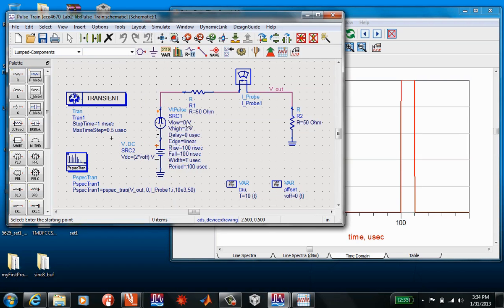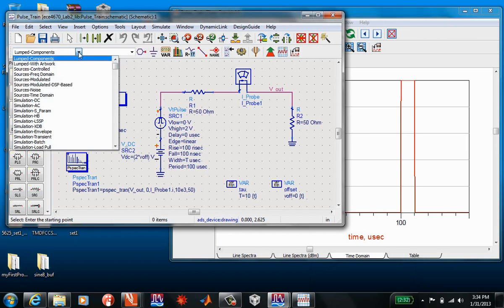And what I'm going to do is, this is a very simple setup, but I'm using some macro functions for doing line spectra that are built into ADS. I'm doing a transient or time domain simulation. And I've got a pulse generator sitting in here, which is very similar to the pulse generator you'd have in SPICE or whatever circuit simulator.